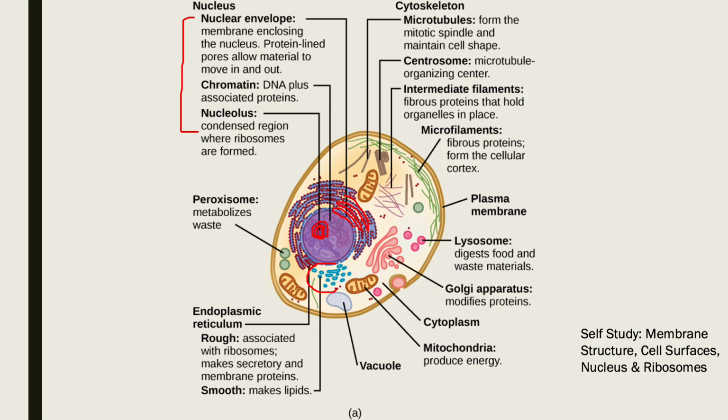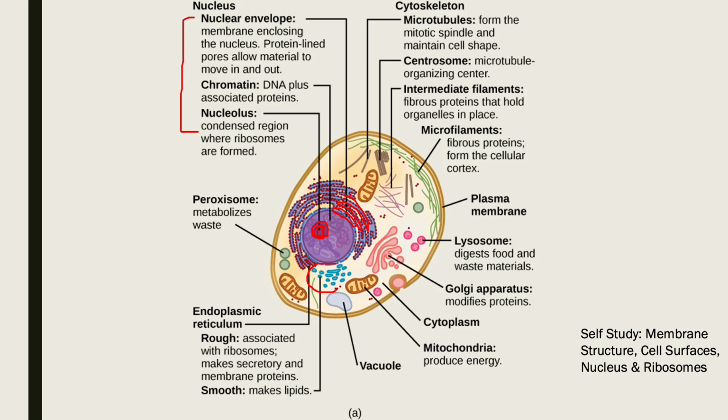And then the functions for those two, the rough ER makes proteins, again, studded with ribosomes. That's the job of the ribosome, to synthesize a protein, and the smooth ER will synthesize lipids or fats that we looked at in chapter 3.